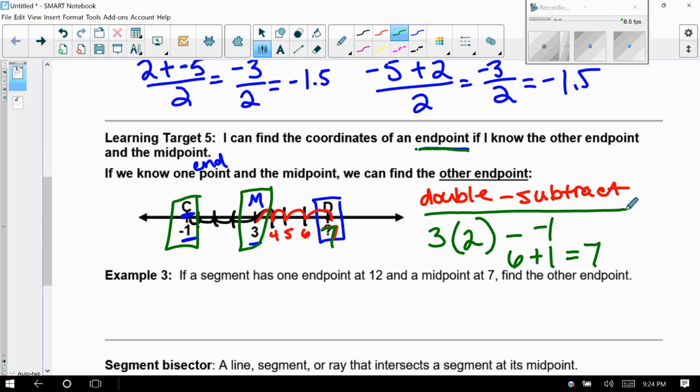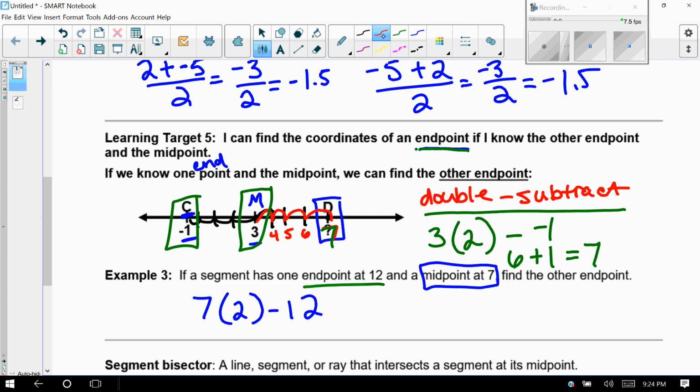If a segment has one endpoint at 12, so 12 is our endpoint, and the midpoint at 7, I'm always going to box in midpoint because the midpoint is the one that's most important to me. That's the one I need to start with. Find the other endpoint. Okay, this is definitely going to be a couple of questions like this on your quiz and your test. So I have to start with the midpoint. I can't start with the endpoint, guys. I have to start with the midpoint. I'm going to start with 7. I'm going to multiply it by 2, and then I'm going to subtract the end point, which is 12.